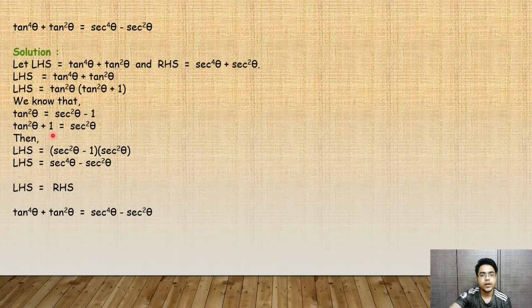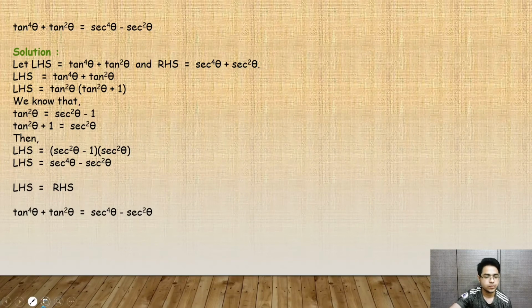The trigonometric identities are very important to solve this type of questions, so please study these trigonometric identities. Then from LHS, that will be equal to (sec²θ minus 1) into sec²θ. Here 1 plus tan²θ's value is sec²θ, and tan²θ's value is sec²θ minus 1. So multiplying sec²θ in this bracket, we will be getting sec⁴θ minus sec²θ, that will be equal to our RHS.